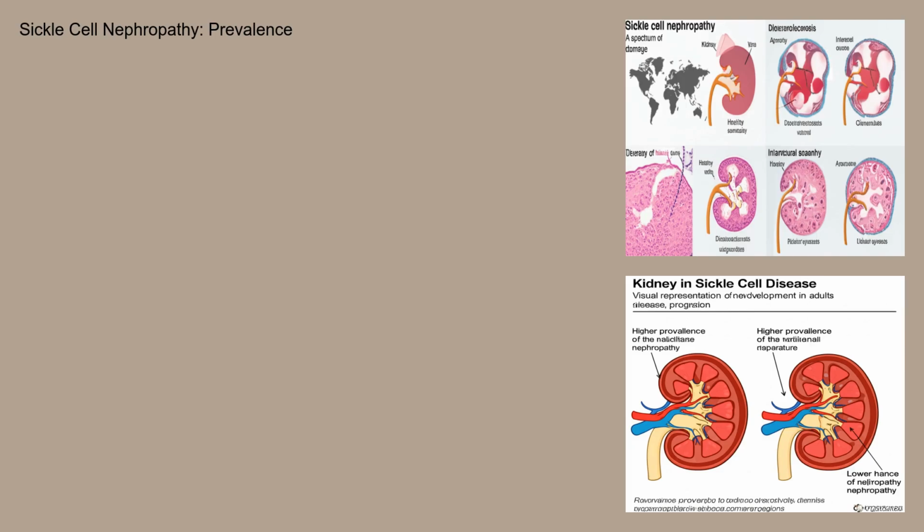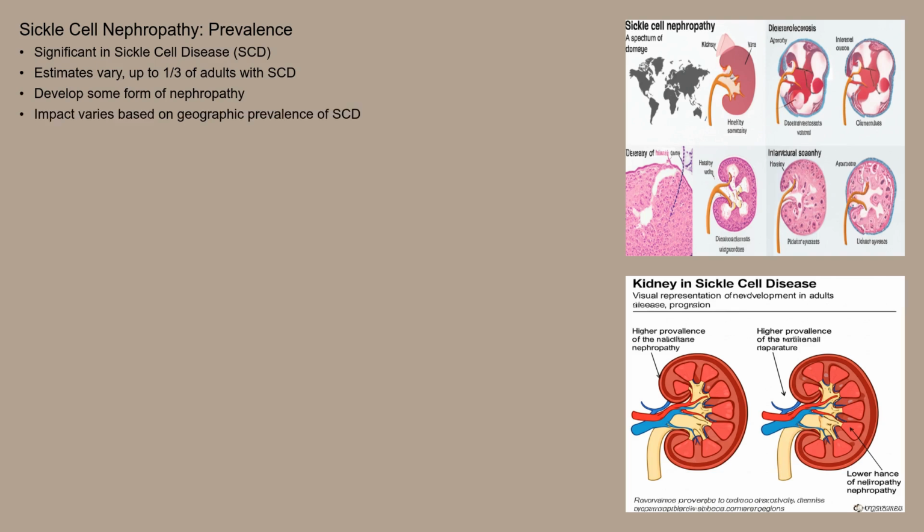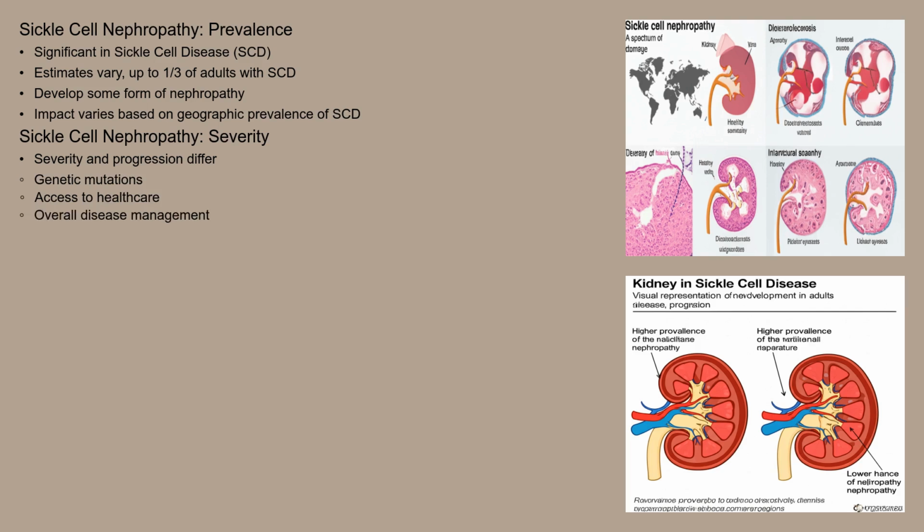Sickle cell nephropathy affects a significant portion of individuals with sickle cell disease. Prevalence estimates vary, but studies suggest that a substantial percentage, possibly up to one third or even more, of adults with sickle cell disease will develop some form of nephropathy. The severity and progression of the kidney disease can differ based on factors like the specific genetic mutations, access to healthcare, and overall disease management. It is important to note that the impact varies based on the geographic prevalence of sickle cell disease.